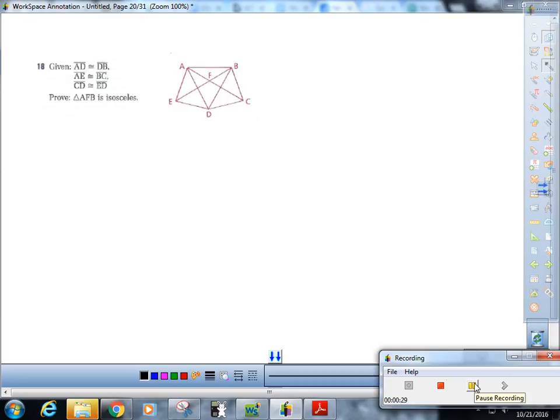Here we go. All right, so this, I don't know how to do this. This is a hard proof. I'm going to go about it just like you would. I don't know the answer, and I don't think I've ever done this one before because it's not assigned. So we've got AD is congruent to DB. This is, again, where having different colors really gives me an advantage. AE is congruent to BC. I can just mark that like that. And then CD is congruent. Okay, we have to prove that AFB is isosceles.